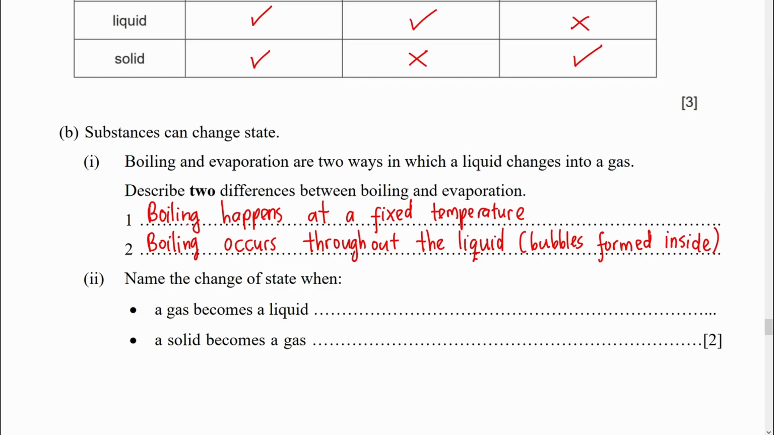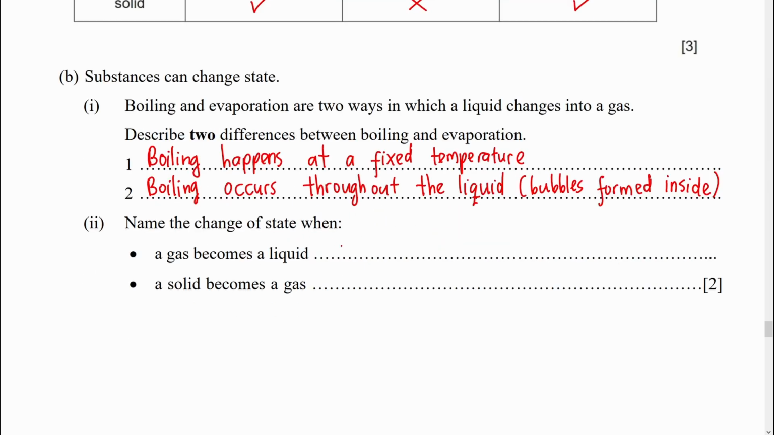Now, name the change of state when a gas becomes a liquid. A gas becomes a liquid, this is what we call condensation. While a solid becomes a gas, this is what we call sublimation.